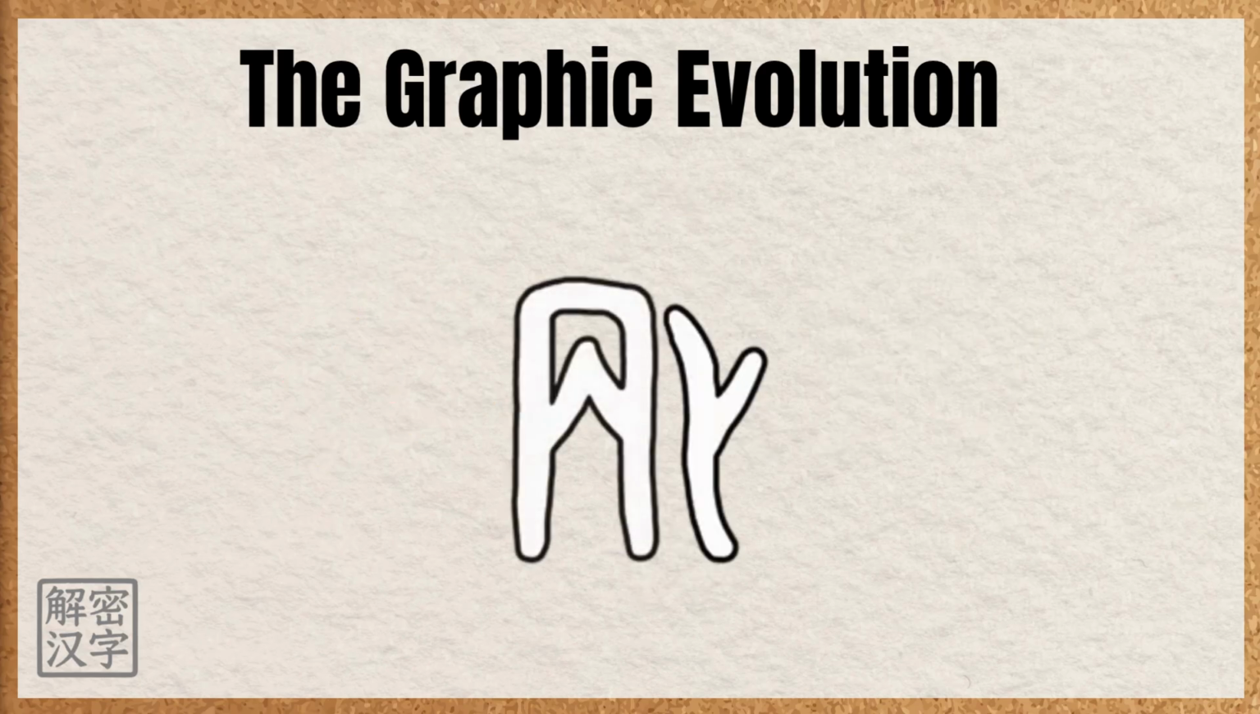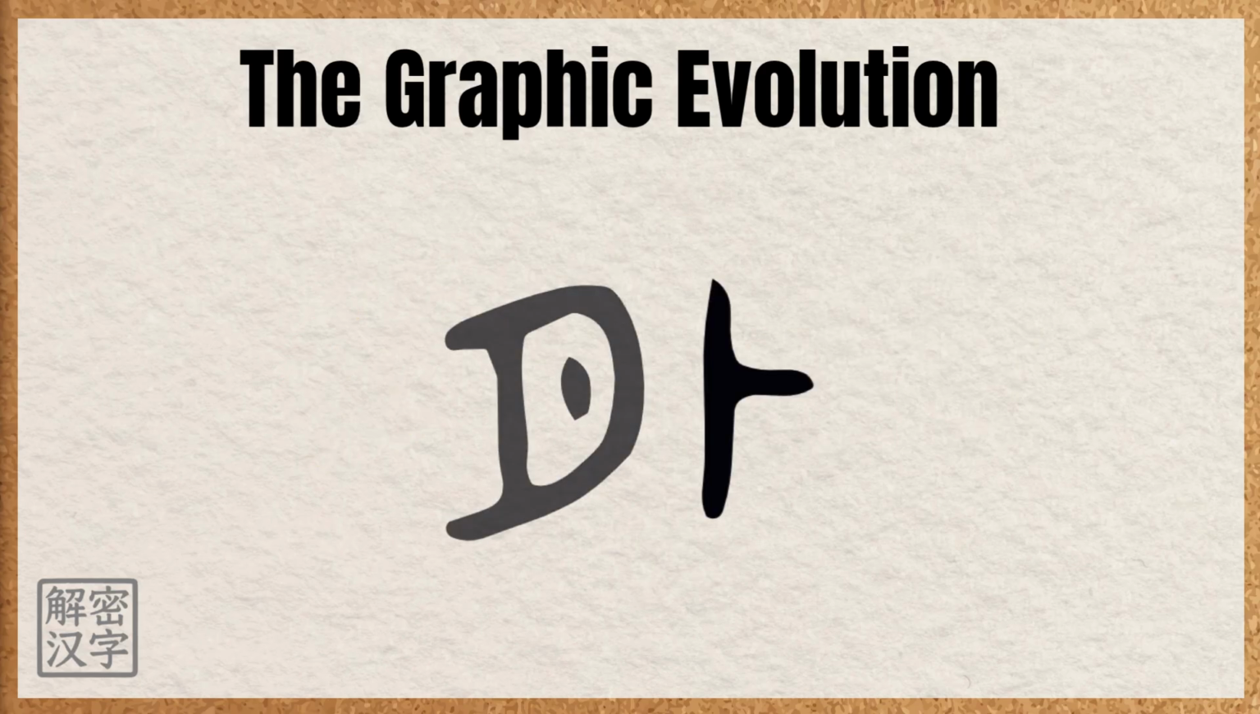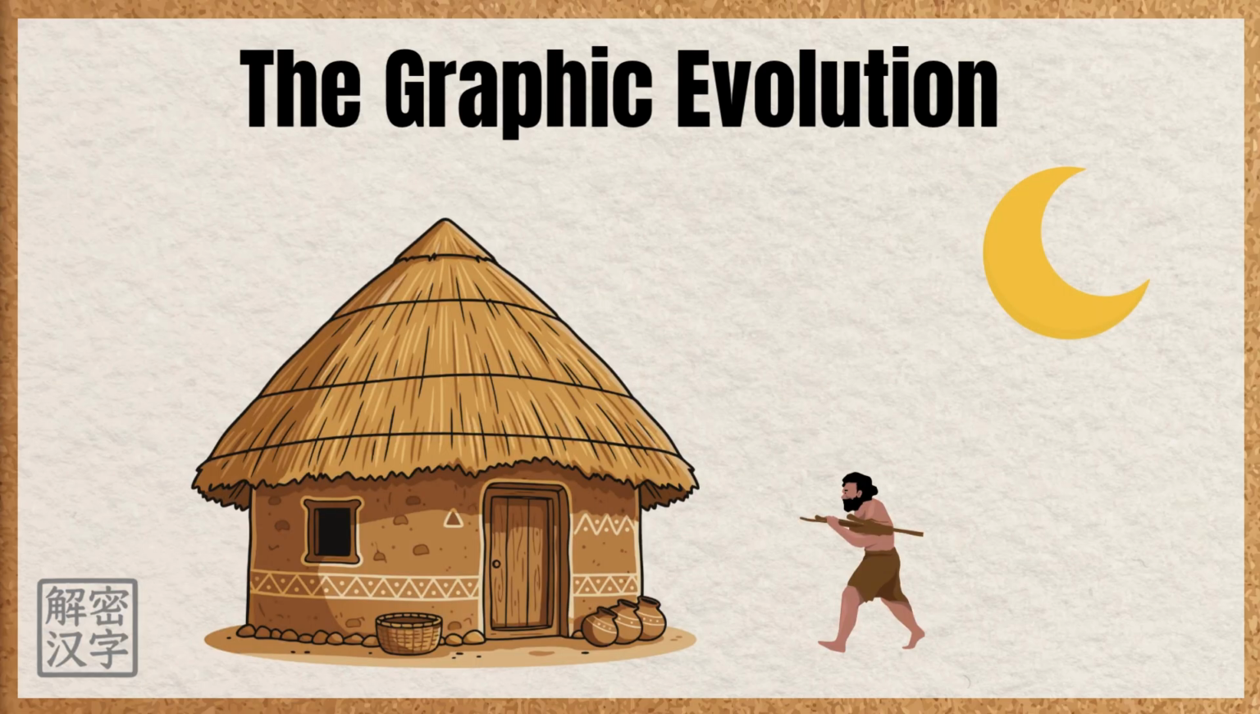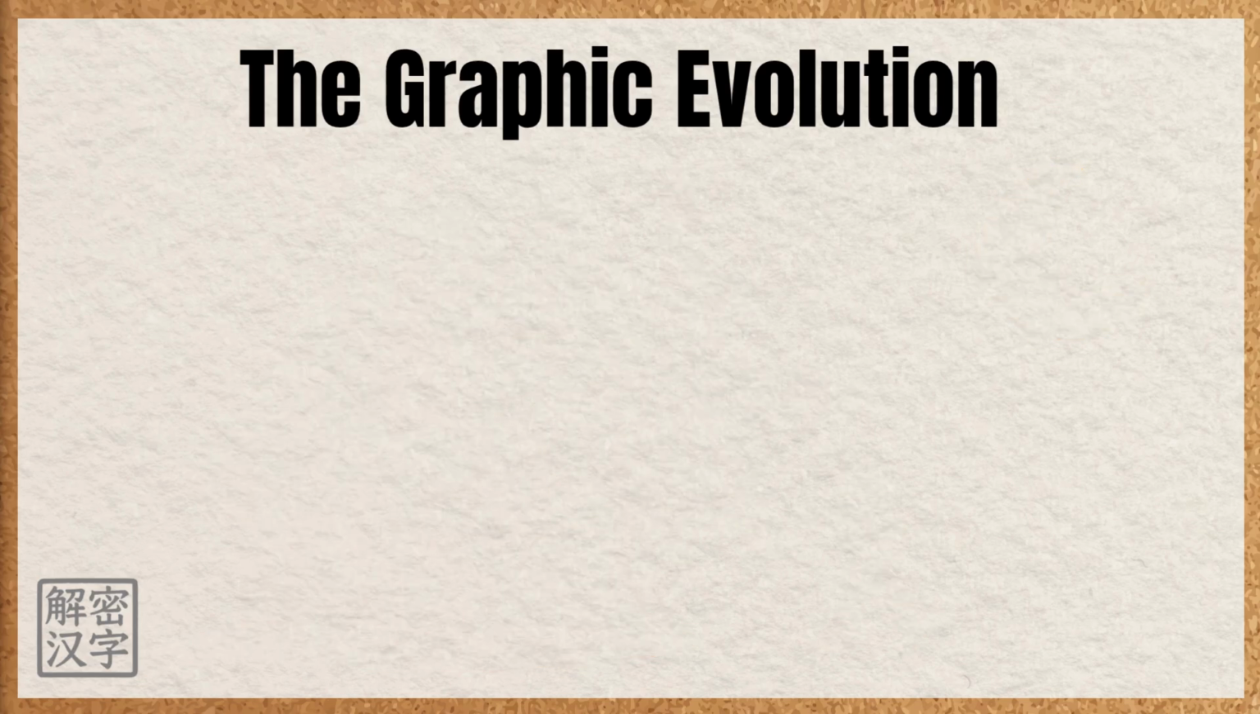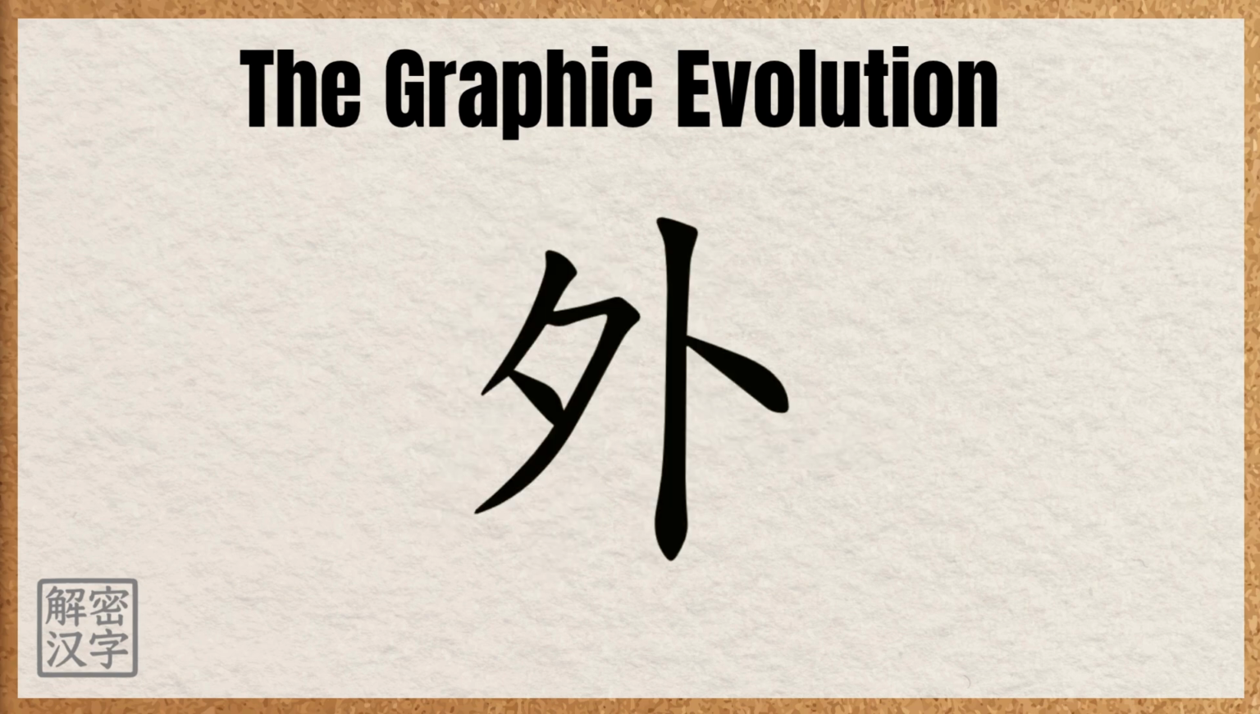Later, the left part of the character changed. Instead of the inside symbol, people began using the symbol of the moon, representing someone standing under the moon, that is, outside the house. Over time, this form gradually evolved into the modern character we use today.